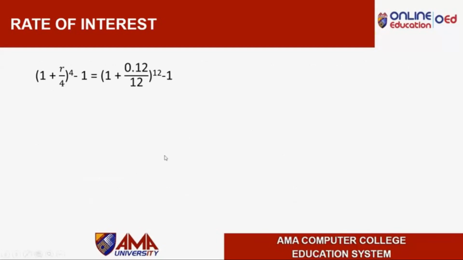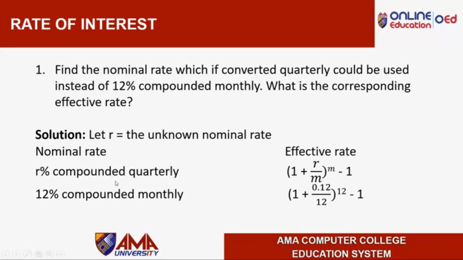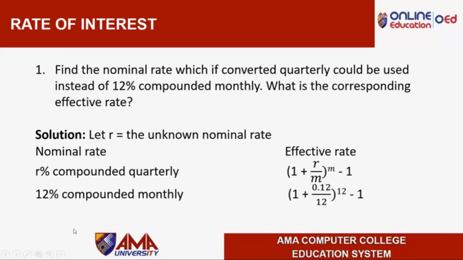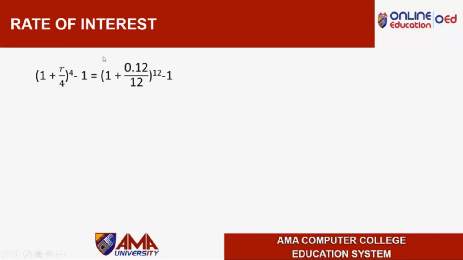So let's start. 1 + R/4, 4 because it is compounded quarterly. So your M now is 4, and this is also 4. So we will be using (1 + R/4)^4 - 1 equals, of course, your compounded monthly 12%: (1 + 12%/12 months)^12 - 1.